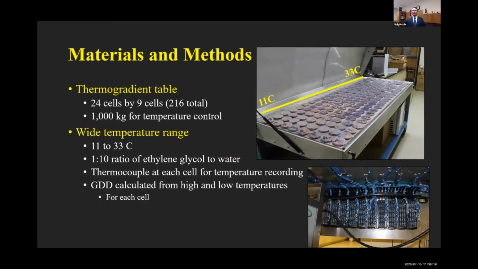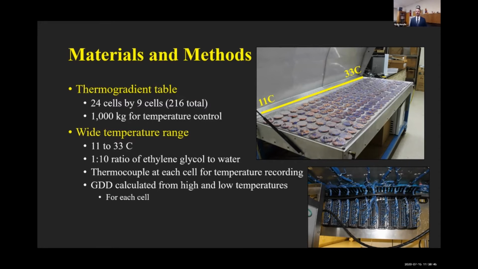So, a little bit more about our thermogradient table. It is pictured on the right. It measures 24 cells by 9 cells long, totaling 216 cells. It weighs approximately 1,000 kilograms. For temperature control, we subjected the seed to a wide temperature range of 11 to 33 degrees Celsius. We also maintained this temperature using a 1:10 ratio of ethylene glycol to water.